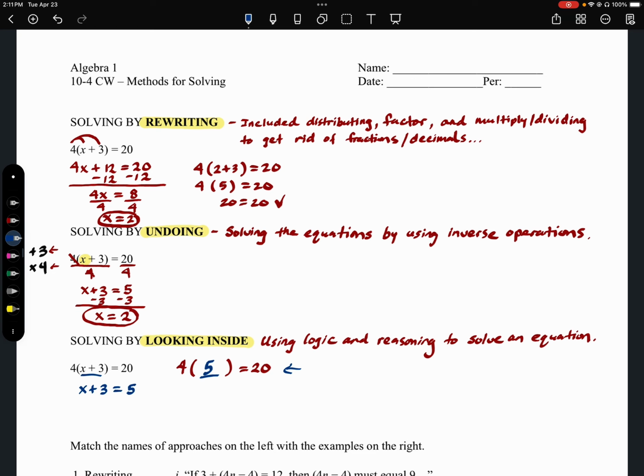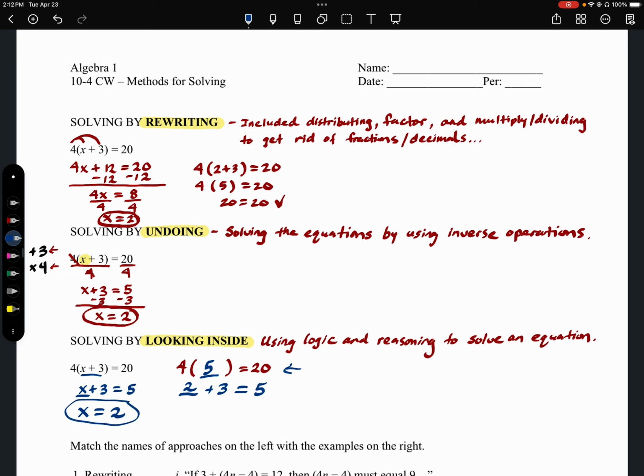And oftentimes when we're solving equations, we're using all of these different methods all in one problem. So now when I'm looking inside here, I'd be thinking, I have something plus 3 is equal to 5. I know that all of you could look at that and tell me what's missing. Well, 2 plus 3 equals 5. So that means our missing value would have to be 2. That missing value is x, so x would have to be 2.